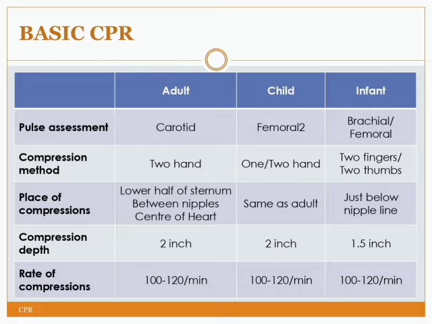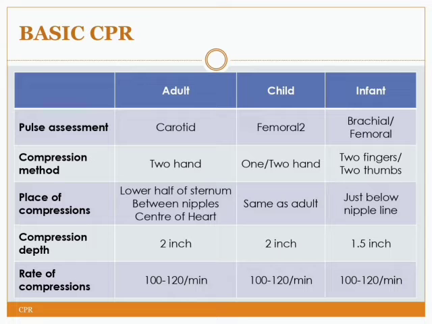Now we will discuss basic CPR in children. Pulse assessment should be done on the femoral artery. For the compression method, we should use the 1 or 2 hand compression method. Place of compression should be the same as in adults. Compression depth is also the same, which is 2 inches, and rate of compression is also the same, which is 100 to 120 per minute. Now the basic CPR in infants.